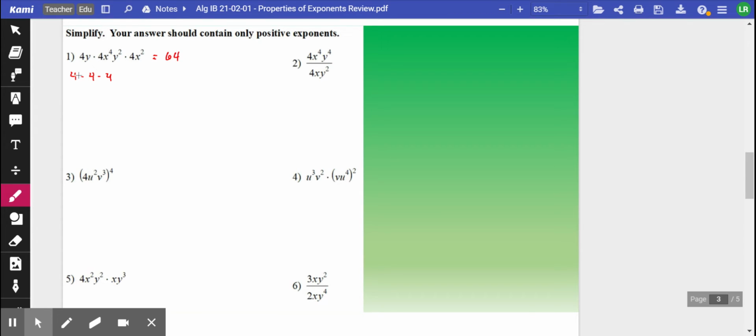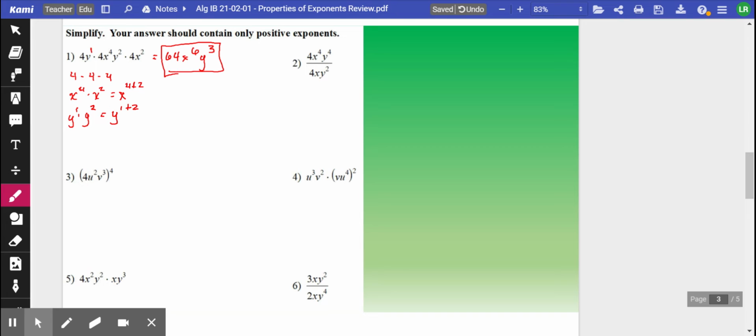Now we have our variables, the x's. We have x to the fourth and we have x squared. Remember, since these x's are being multiplied, we are going to add the exponents. So 4 plus 2 is 6. The y's, we have y to the first and y squared. Well, since those are multiplied, we are going to add our exponents. That's going to be y to the third. No negative exponents, so that is my answer.